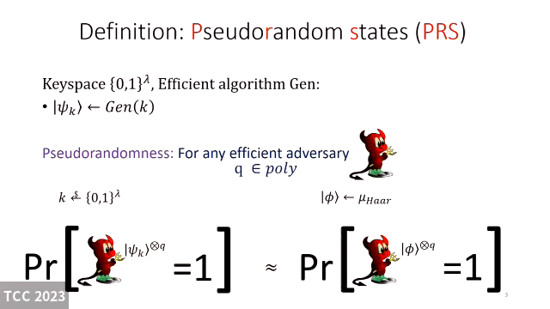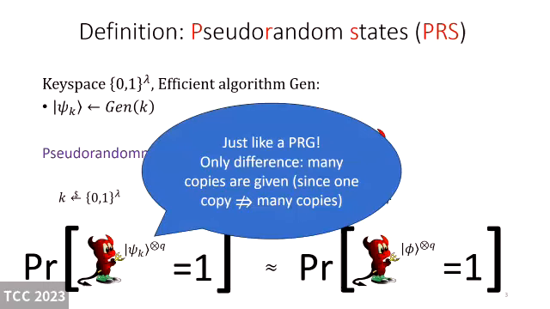All right. As you can see, this is just like a PRG, with the only difference that we give many copies of the output state instead of one. This is because in the quantum setting, you cannot get many copies of the output quantum state from one copy, because cloning is not allowed. And in fact, in pseudo-random states, it's computationally hard to clone.